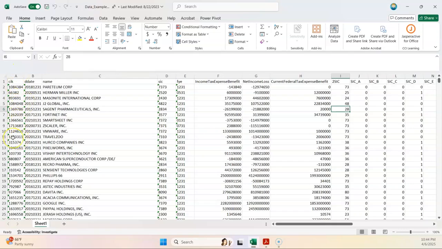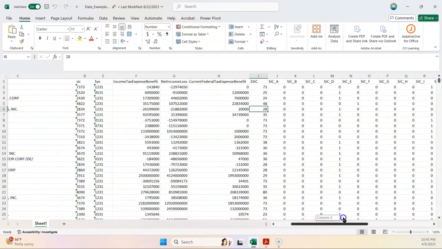CIK number is a tax number that most of the companies have assigned to them. D-date is their declaration date of their taxes. The company's name. SIC is a number referring to their industry. So this 4-digit code will tell you what the industry is. FYE, I kind of forget what it is right now. Not really all that important for what we're doing.